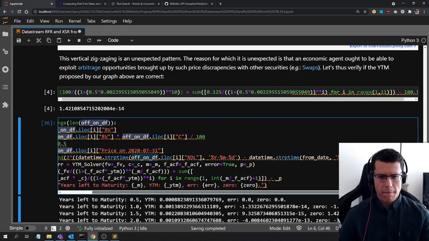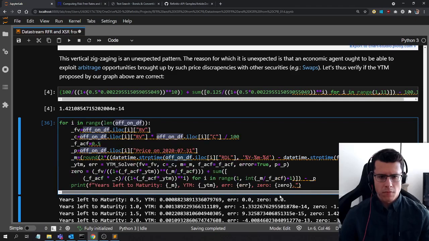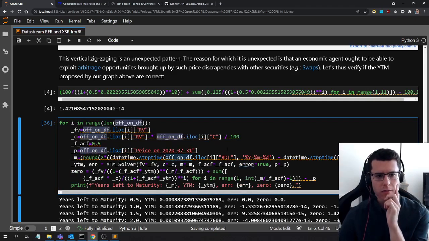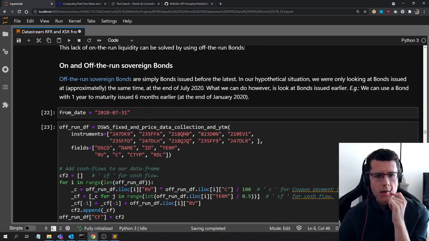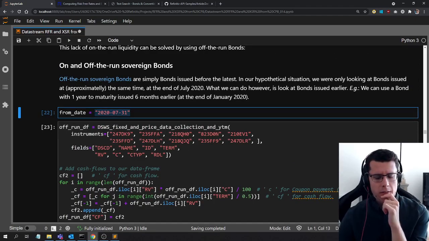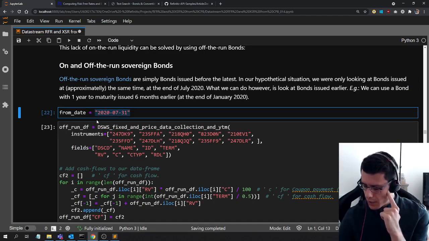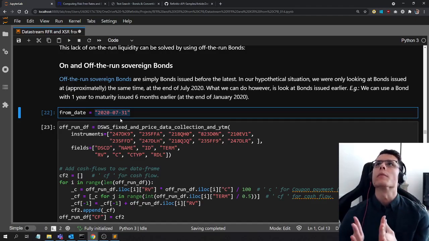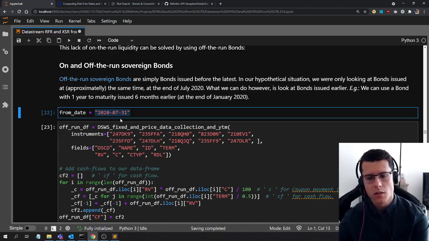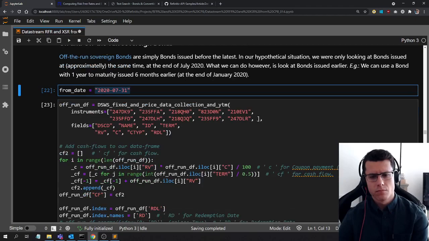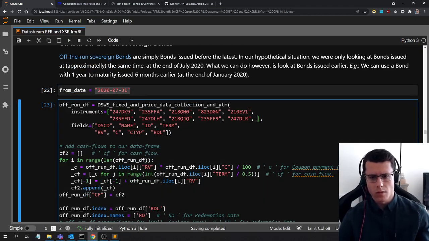From date. What is from? Yeah, no, from date is from before. From date will be fine. No, it won't be. Oh no, it will be. From date is only just helping us calculate the maturity, years to maturity, which is correct here. I don't know what that is. Shouldn't be there.